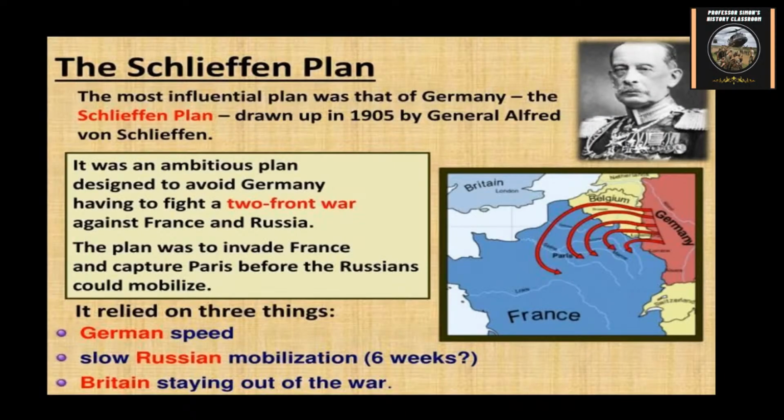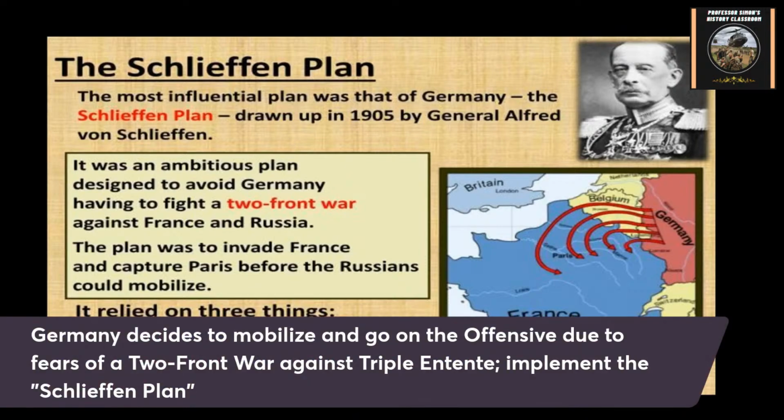Now, the Germans were very concerned that they were going to have to fight a two-front war. And so for years, the Germans had been working on a military plan called the Schlieffen Plan, which was named after General Alfred von Schlieffen, who was one of the chiefs of staff of the German army. It was basically created to prevent a two-front war from breaking out, and they implemented this plan at the beginning of the war.